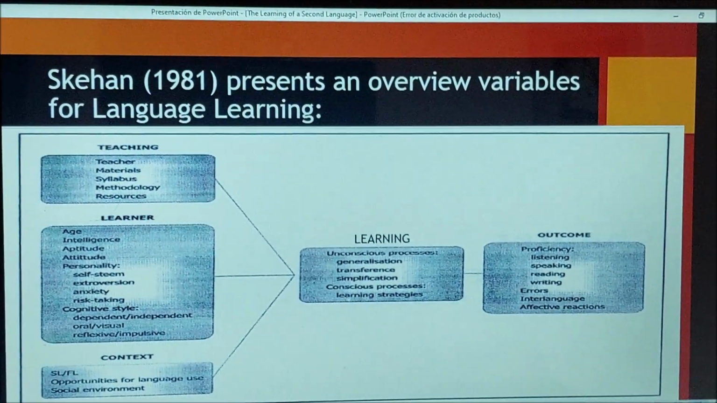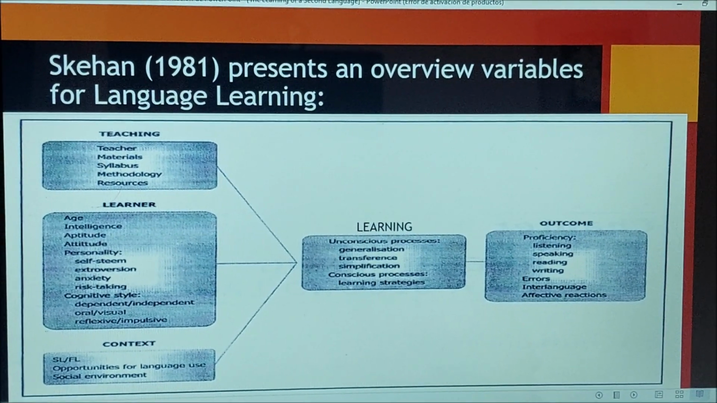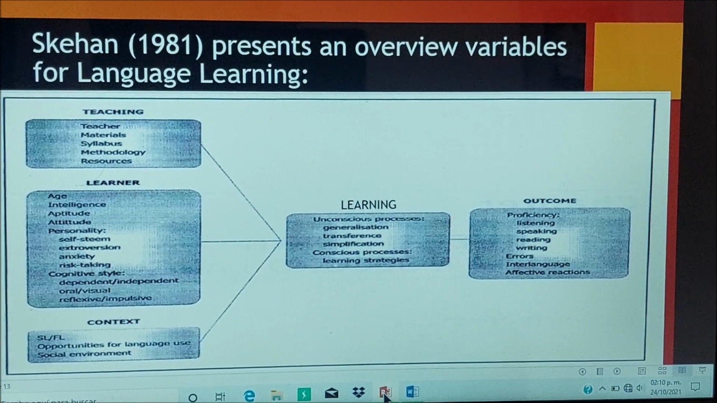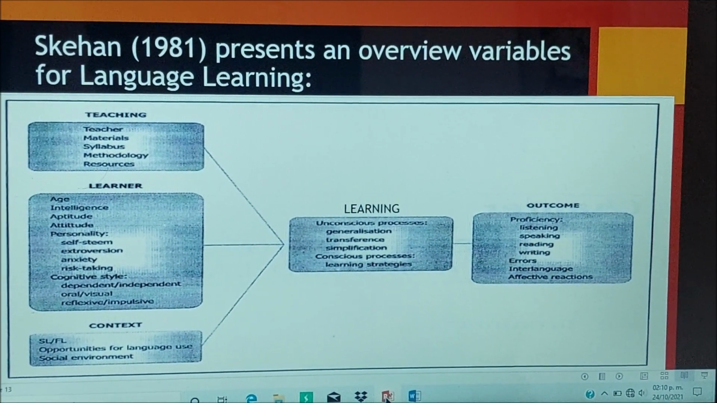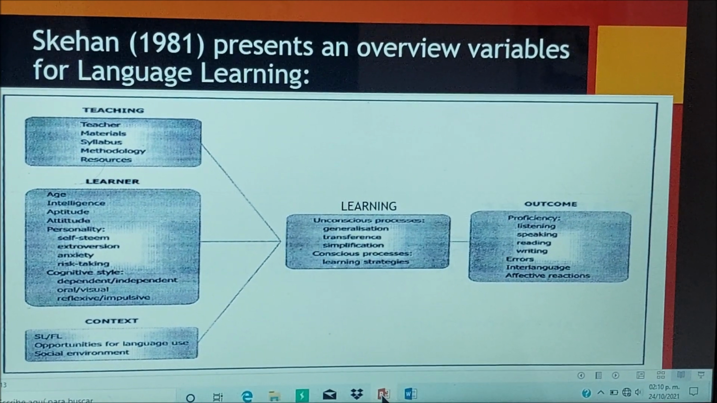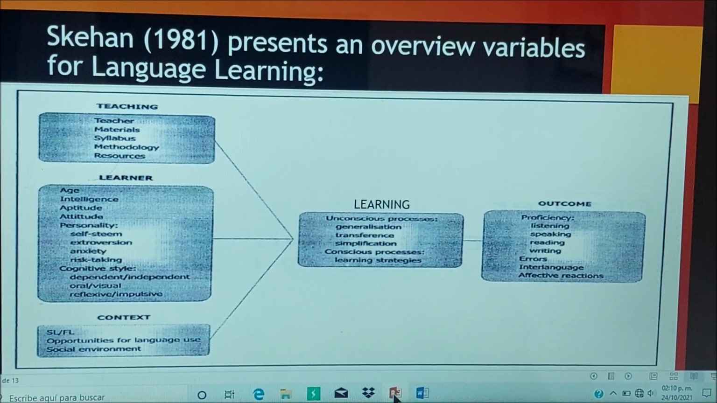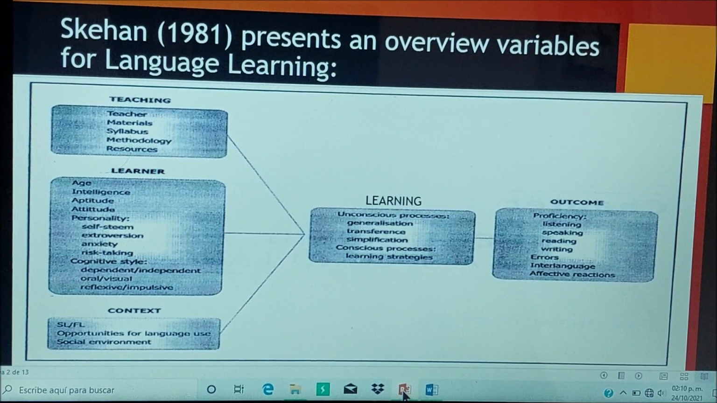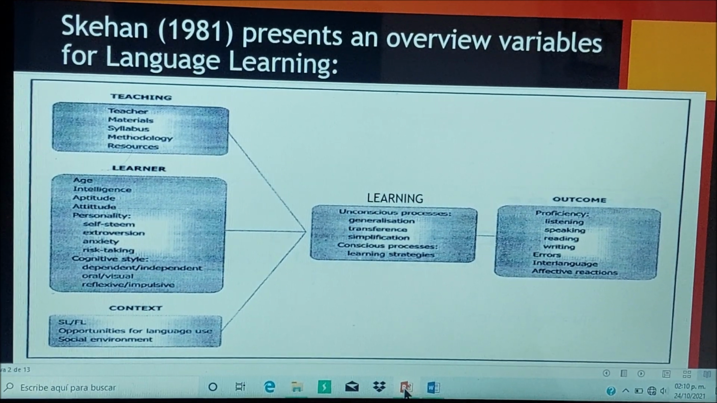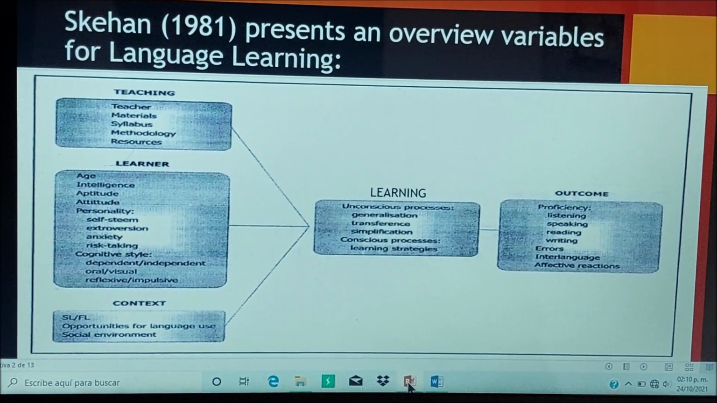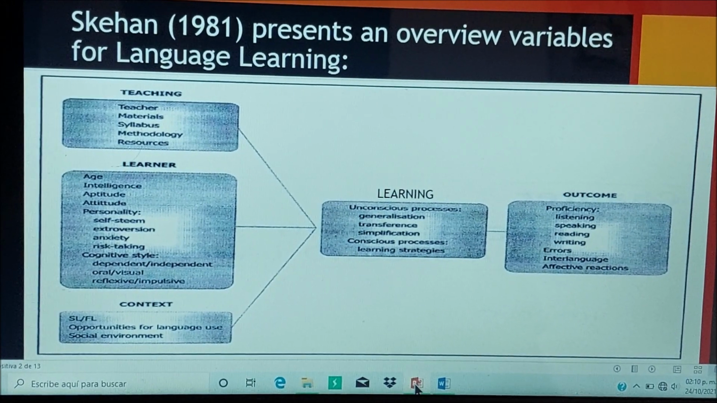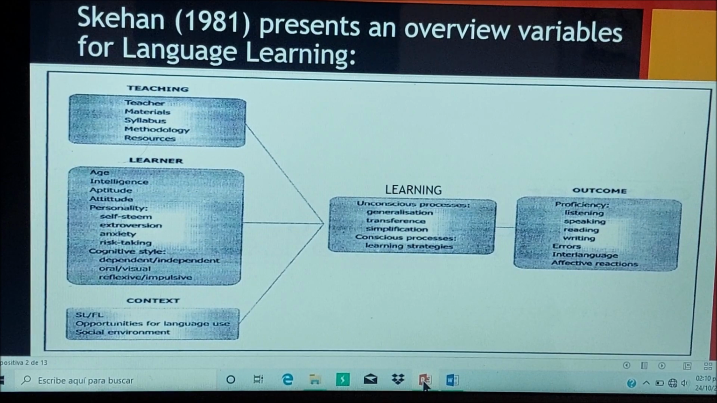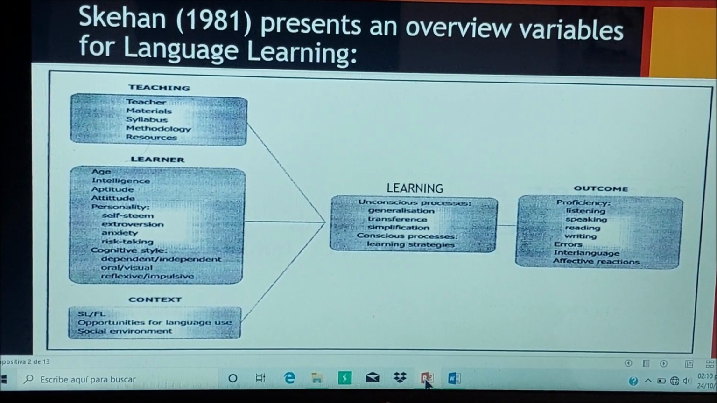Here we have a schema from Spolsky 1981. He presents an overview of variables for language learning. As you can see, here we have 5 aspects: teaching, learner, and context are dependent. It means that they are correlated between them. And the other ones, learning and outcome, are independent, right?